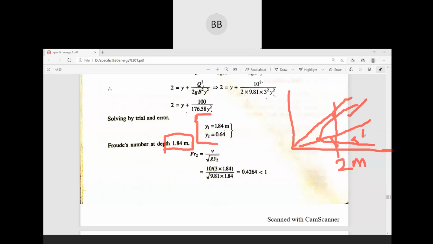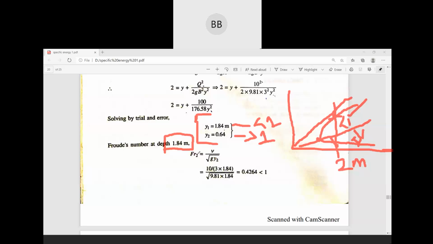If you remember, for supercritical flow your Froude number is greater than 1, and for subcritical flow your Froude number is less than 1. You will see that the smaller depth is always in supercritical flow. So this 0.64 is in supercritical flow condition, which means the Froude number for this is greater than 1. And the higher depth will be in subcritical flow, where your Froude number is less than 1.